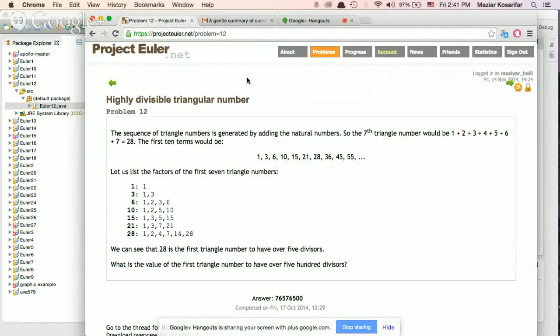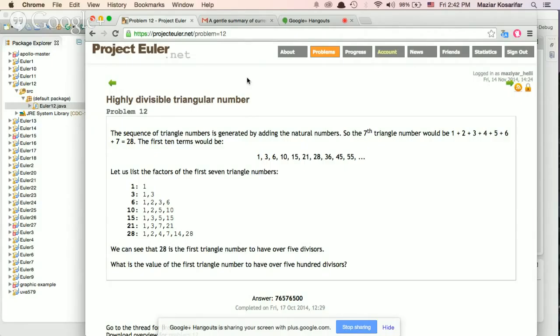Project Euler problem 12. Highly divisible triangular numbers. The sequence of triangle numbers is generated by adding natural numbers, and so the seventh triangular number is 1 plus 2 plus 3 plus 4 plus 5 plus 6 plus 7, which is equal to 28. So the first 10 terms of triangular numbers are 1, 3, 6, 10, 15, 21, 28, 36, 45, 55.